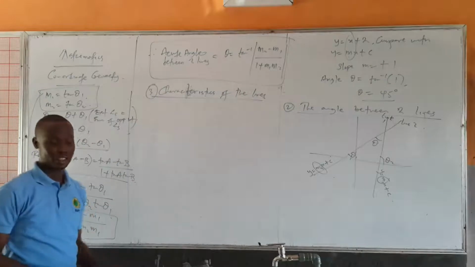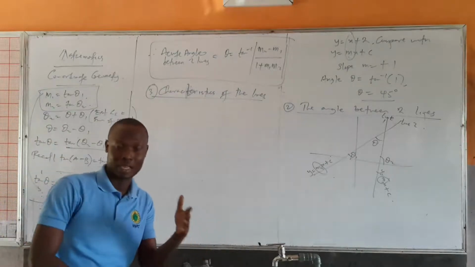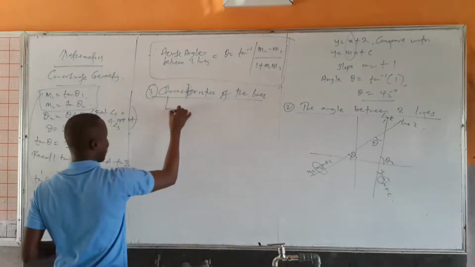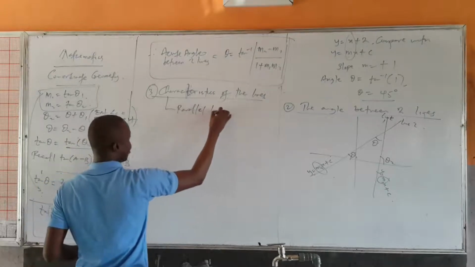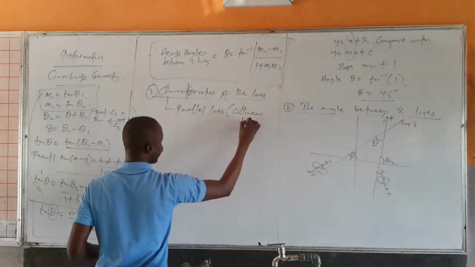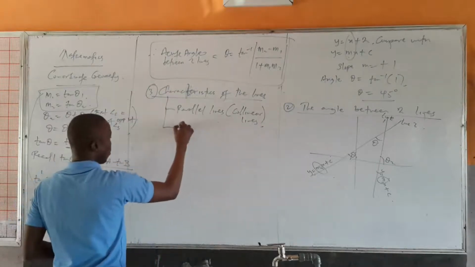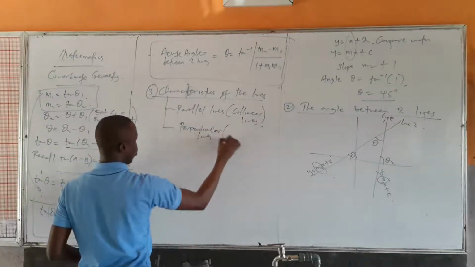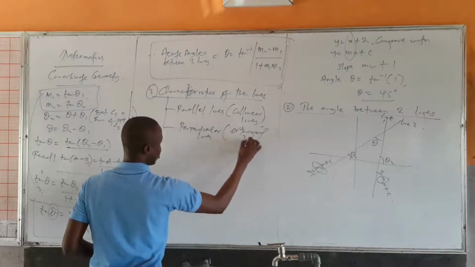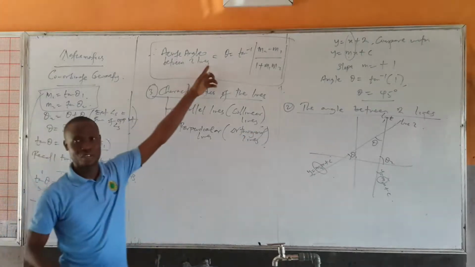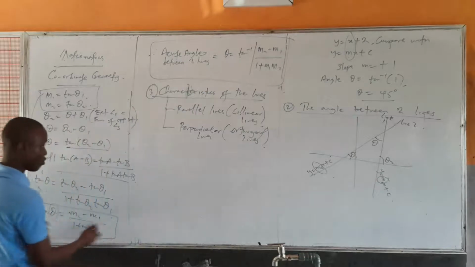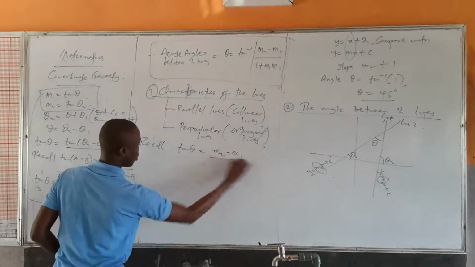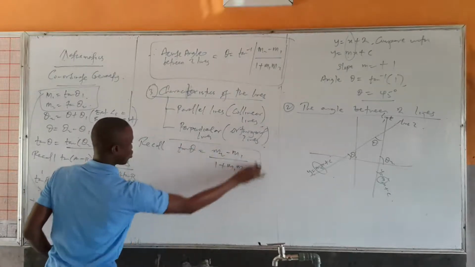And what are the characteristics of the lines? You can use it to know if the lines are normal, that is, if they are perpendicular, or orthogonal, or if they are parallel. You can use it to know if they are parallel lines, which we call collinear lines. And you can use it to know perpendicular lines, which we call orthogonal lines. From the concept we have here, recall that tan theta is m2 minus m1 over 1 plus m1 m2. So this is the concept we're going to use.